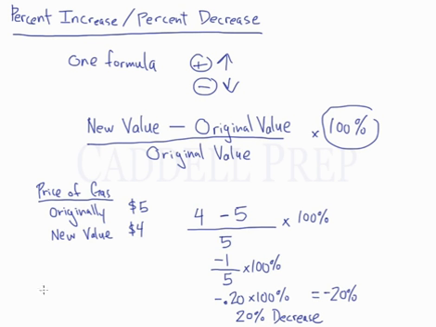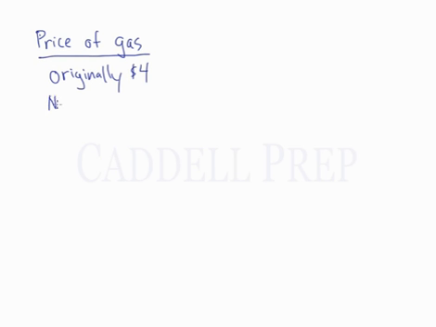Let's flip this. So let's start over. Well, again, we'll do price of gas. Okay, let's say it was originally $4 and the price went up. Say the new price is $5. So I'm going to abbreviate the formula. New value minus the original value divided by the original value times 100%.